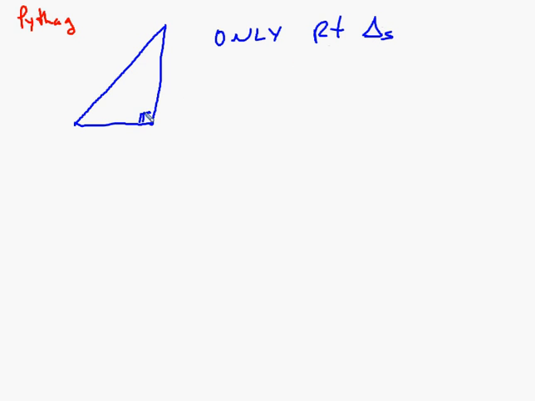Alright, Pythagorean's theorem has to do with right triangles, so only right triangles. If you don't have a right angle, then Pythagorean's theorem is not going to apply. Now you can use Pythagorean's theorem to see if a triangle is indeed right or not. So let's say I have a 7, let's say a 5 right here, and I don't know what that is.